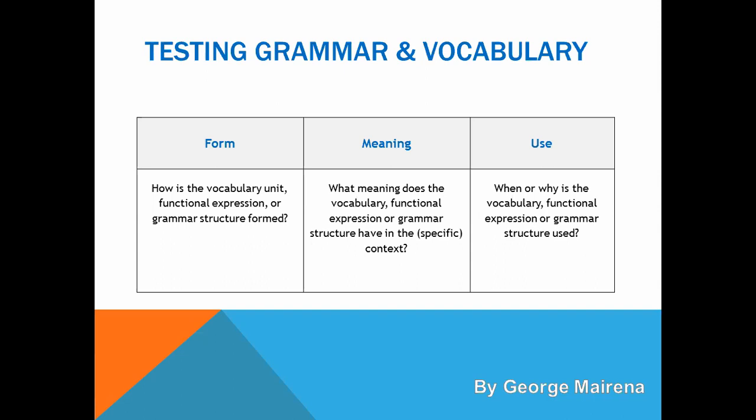Something important that I was forgetting when we talk about meaning. So here we have two aspects of meaning. The first one is the literal or essential meaning of the word. For example, when we say she's wearing a red skirt, the literal or essential meaning of the word has to do with the naming of a particular word, right? That in this case is the color. What about use? What do you think about the use, folks? It says that when or why is the vocabulary, functional expression, or grammar structure used? What do you think it is?